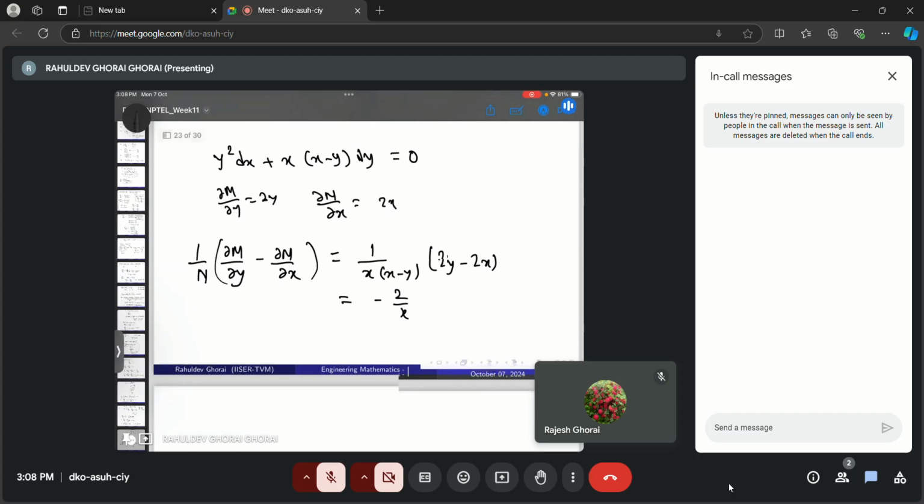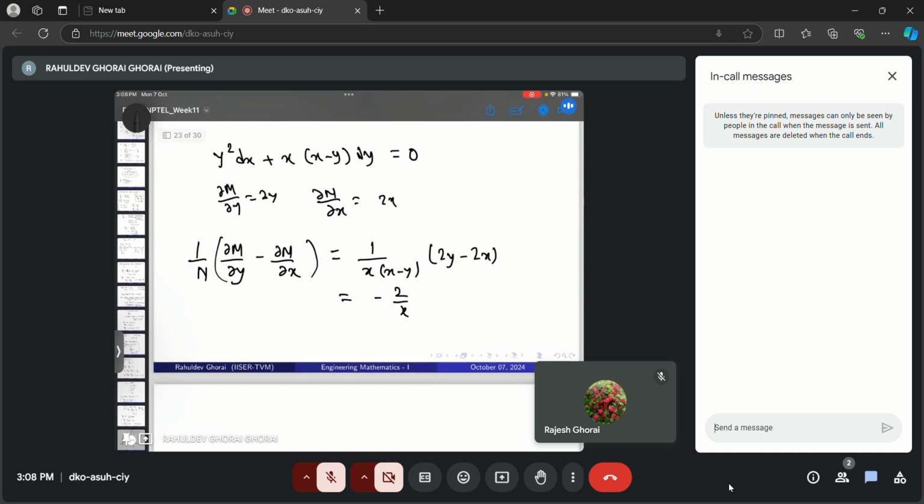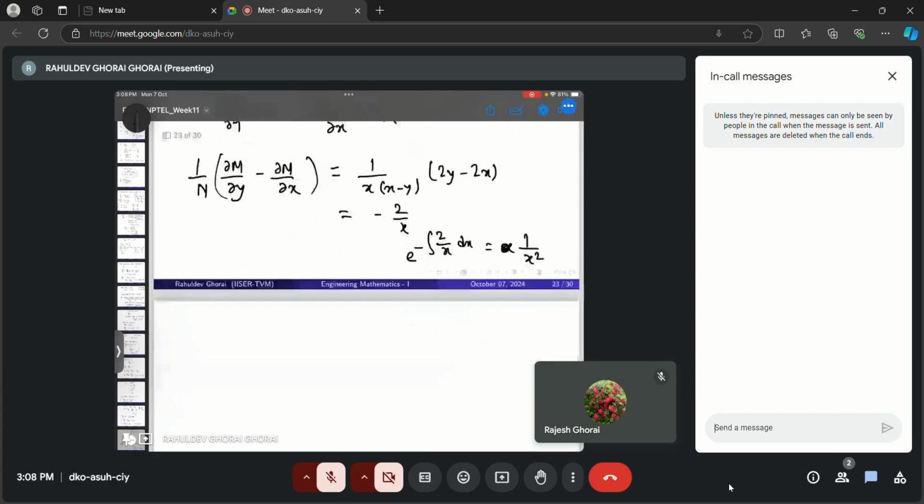So in this case, you can take the integrating factor as e to the power minus integration of 2 over x dx, and that will be nothing but 1 over x square. This is one way you can do it. Another way is 1 by M times del N del x. Let me correct it.